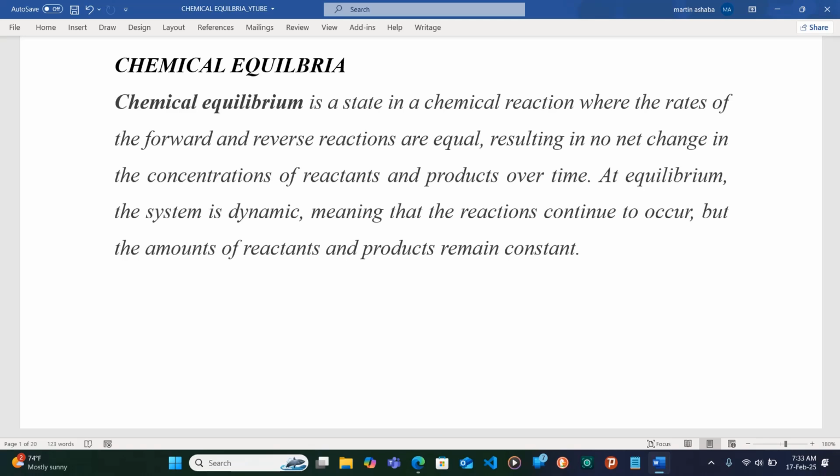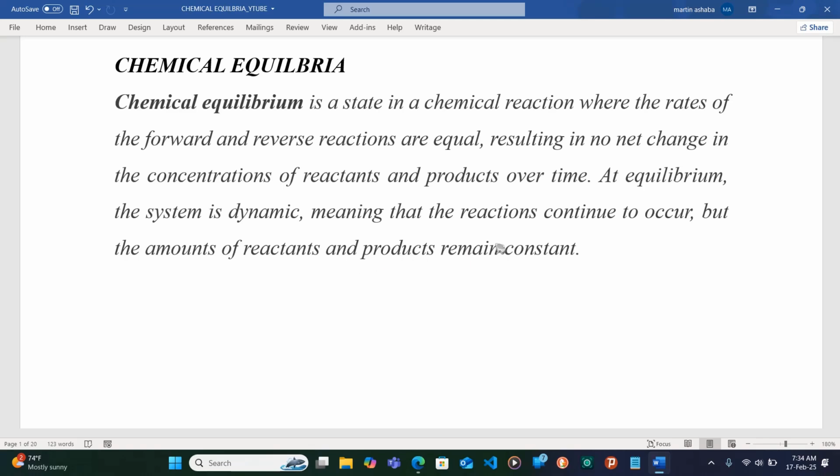So, we have to understand that chemical equilibrium is a state in a chemical reaction where the rates of the forward and reverse reactions are equal, resulting in no net change. There is no net change in the concentrations of reactants and products over time. Therefore, at equilibrium, the system is dynamic. It is dynamic in a way that reactions continue to occur, but the amounts of reactants and products remain constant.